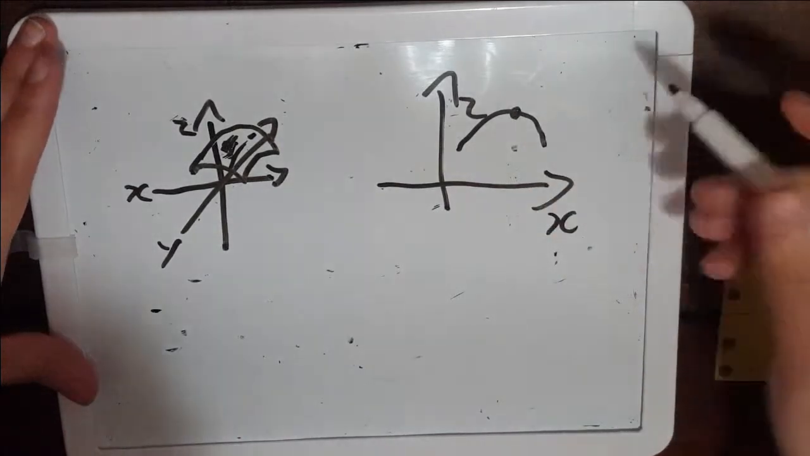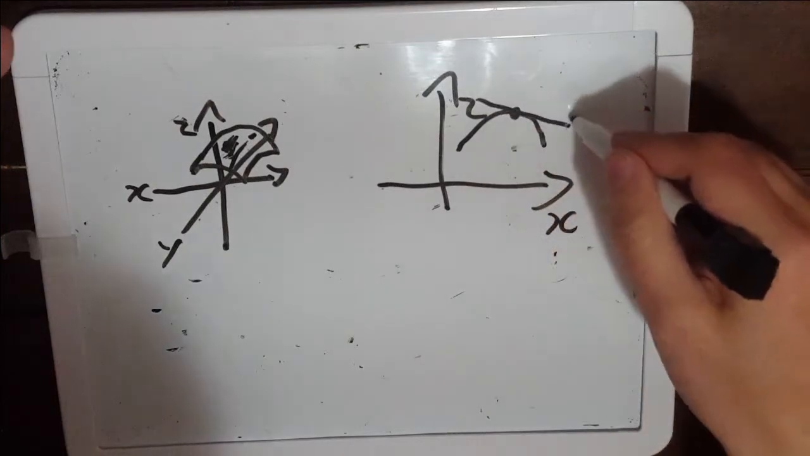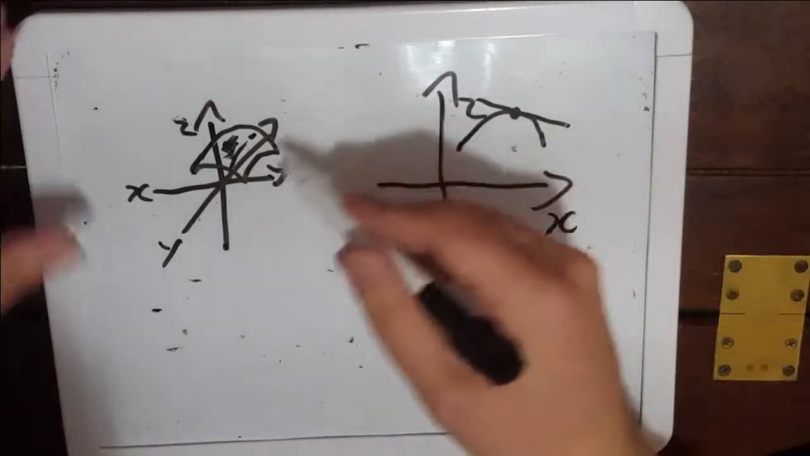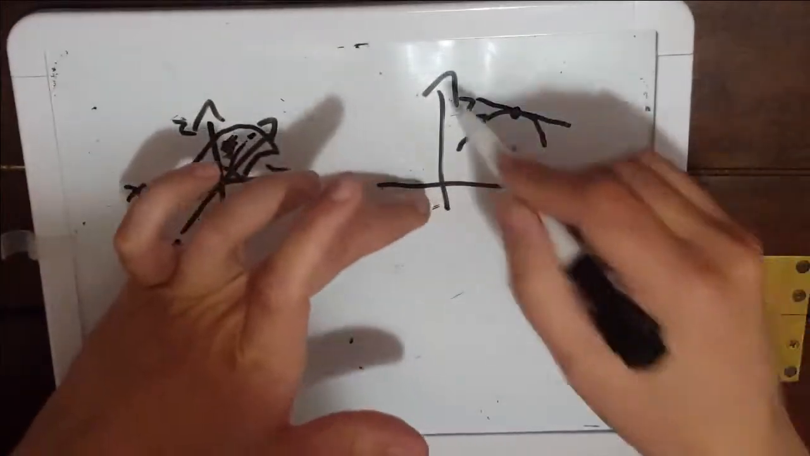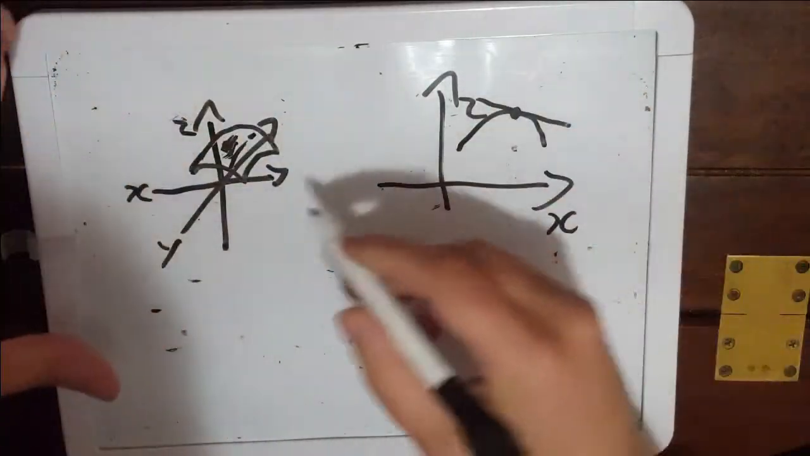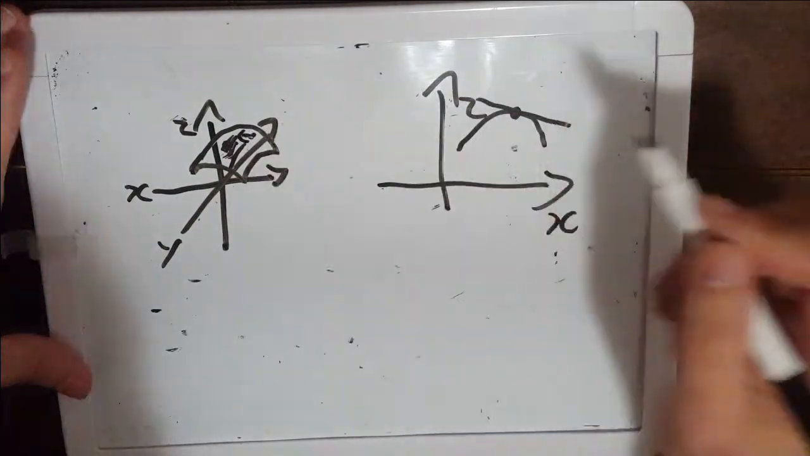And here's x naught. Well, we know how to calculate the derivative here. Very easy. We already know how to do that. I should draw this a little bigger. But that's basically what we're doing. We're finding the derivative of z with respect to x. And it's going to look maybe something like this.